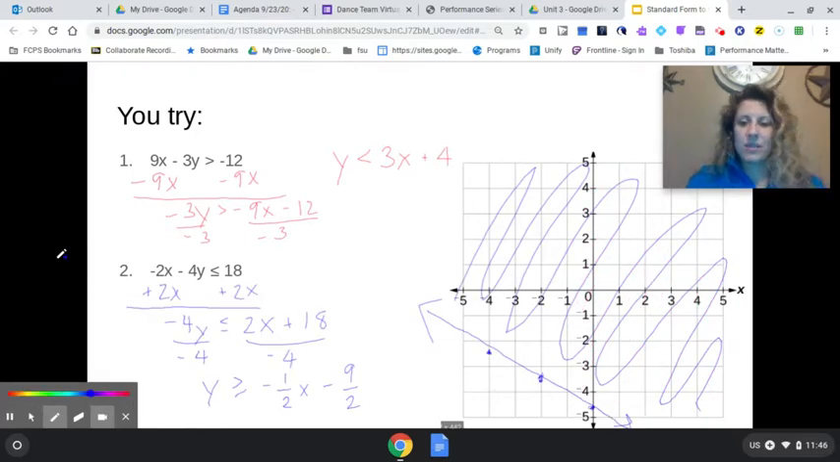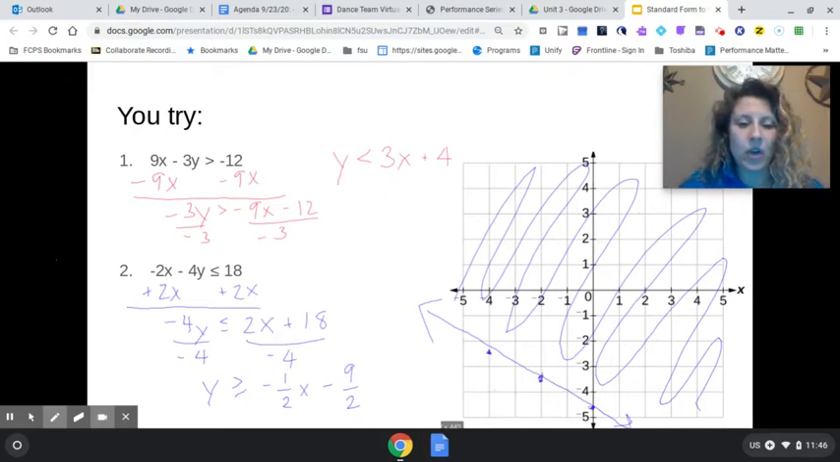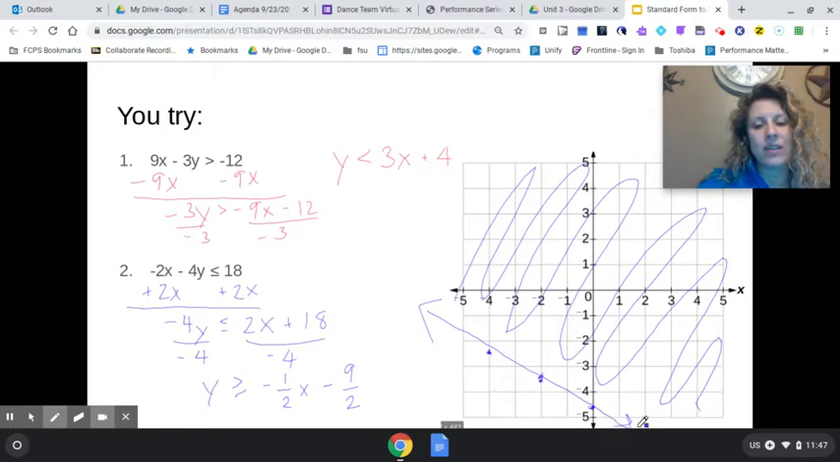And here's the results of number 2. When solving, we got y is greater than or equal to negative 1/2 x minus 9 halves. Plotting that, our y-intercept is negative 4.5. And then we went up 1 and left 2. Again, I could have moved down 1 and to the right 2, but notice that I'm off the graph. So instead I moved up and to the left. It's a solid line and it's shaded above.